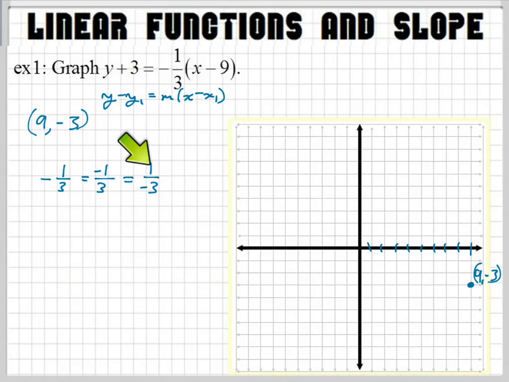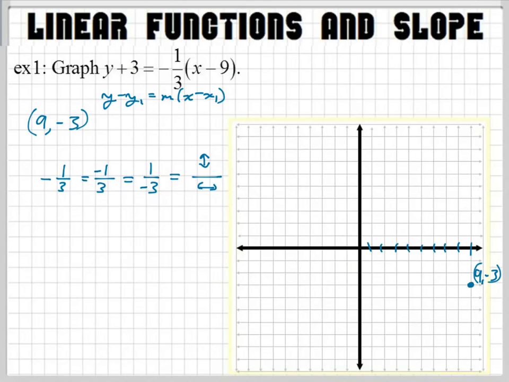Now, that says +1, up, down, left, or right? Up. And that says -3, up, down, left, or right? Left. The top always goes up and down. The bottom always goes left and right. Let's kind of do this one. Up and down, and left and right. That's how you read your slopes.